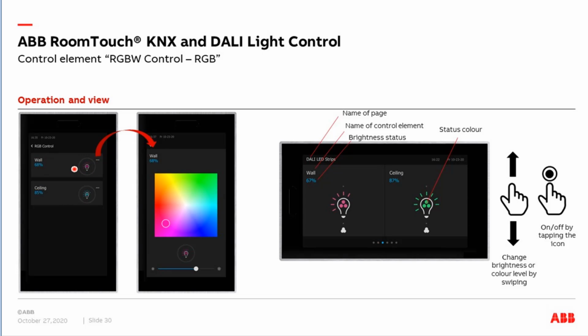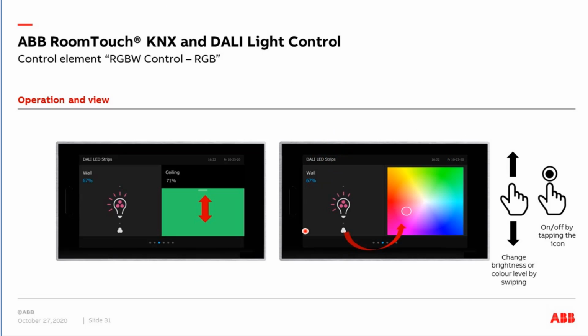When I want to change the color or the brightness, I have to tap on these 3 dots, and then another page opens with the name of my control element, and here by swiping I can change the color, and via this slider I can dim darker or brighter. This is how I operate such a control in the portrait mode.